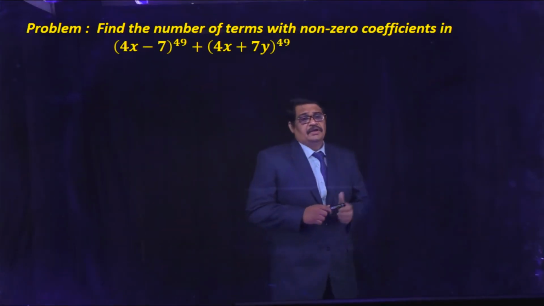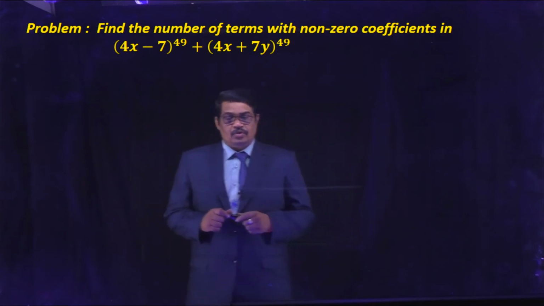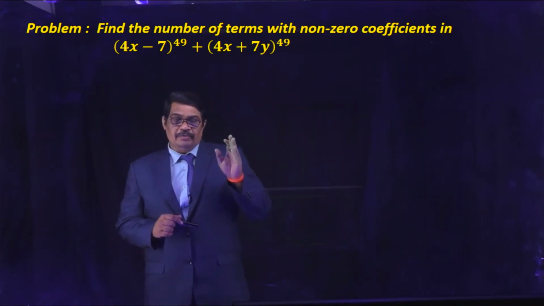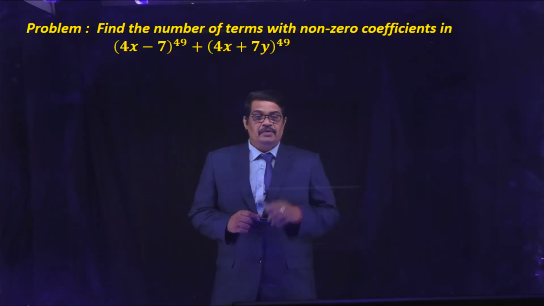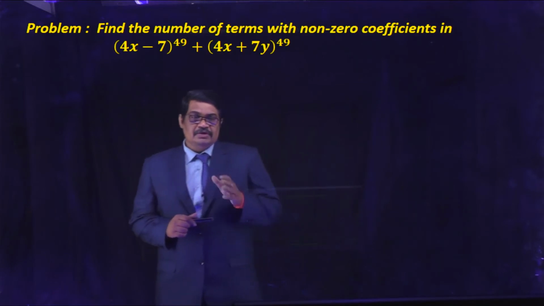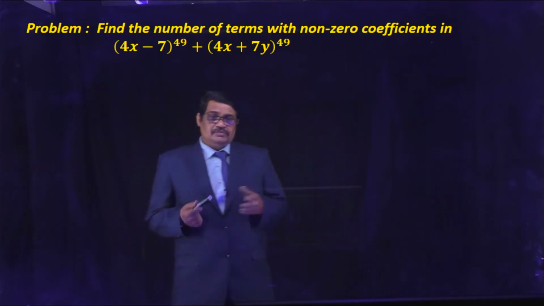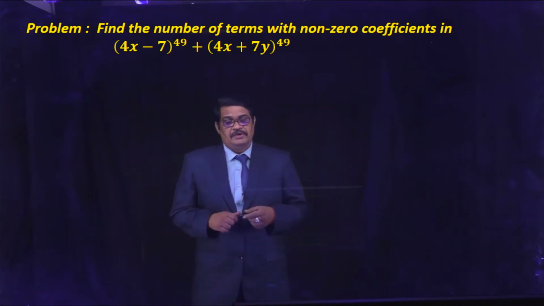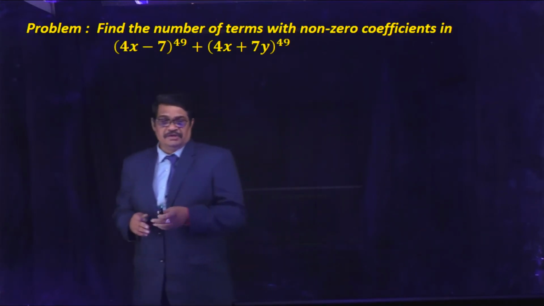Find the number of terms with non-zero coefficients in the expression (4x minus 7y) whole power 49 plus (4x plus 7y) whole power 49. So in this expansion, what is the number of terms? These terms are with non-zero coefficients. Now we have to find the number of terms in this expansion. See the solution.